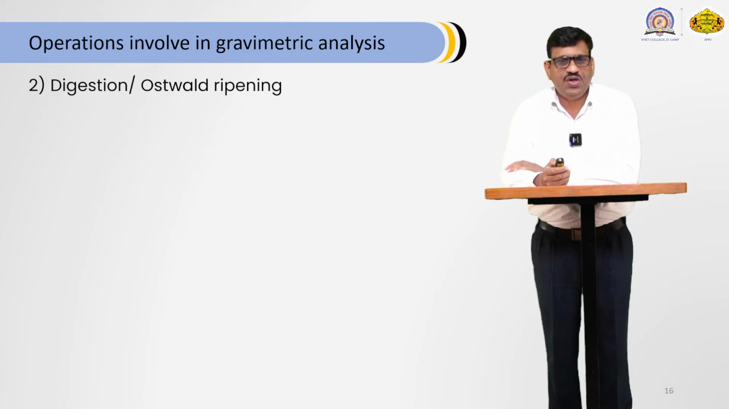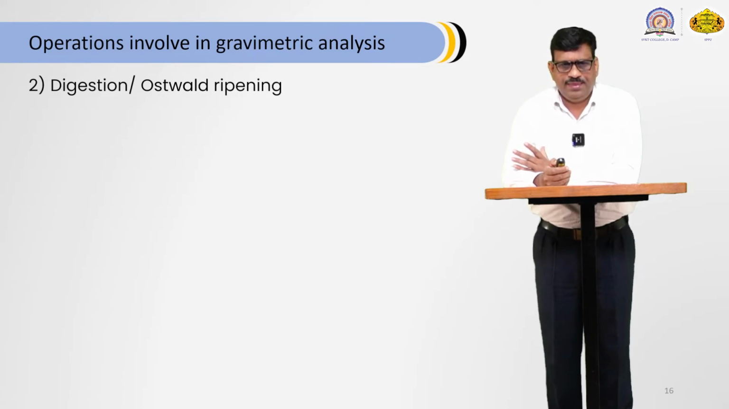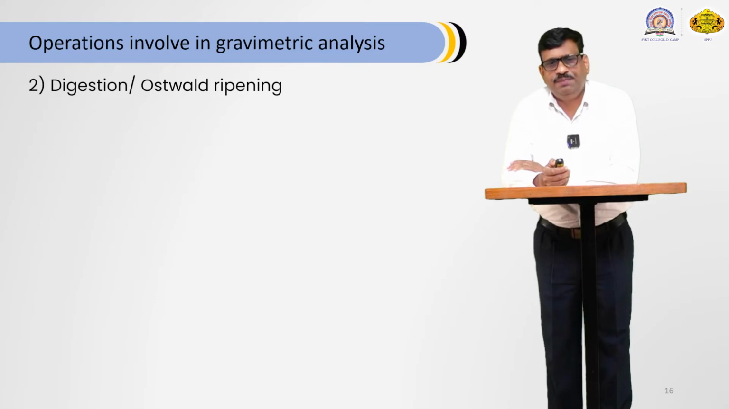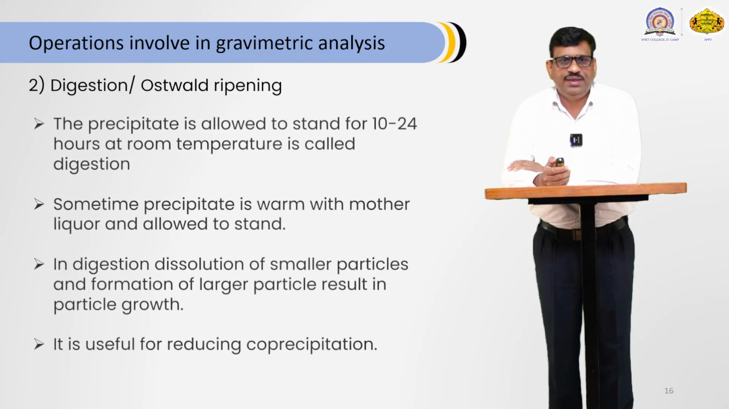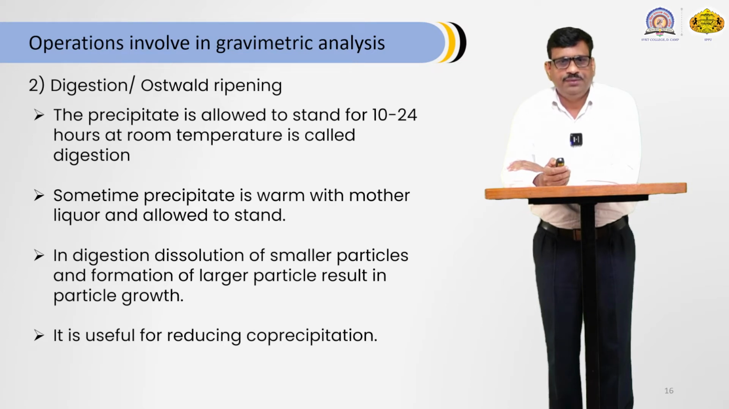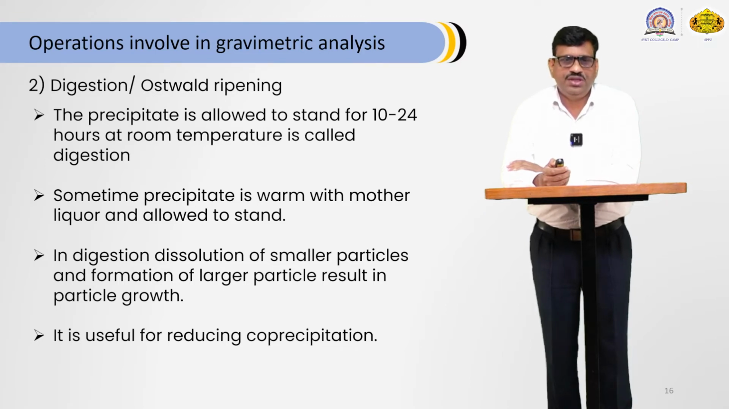Second operation is digestion or Ostwald ripening. Digestion is the process in which the precipitate is allowed to stand for several hours, generally 10 to 24 hours, with mother liquor. Sometimes this precipitate is warmed with that mother liquor, and that is also called digestion process. Then in digestion, dissolution of smaller particles and formation of larger particles take place. When we allow the precipitate to stand for several hours, the smaller particles of precipitate undergo dissolution and formation of larger particles takes place.